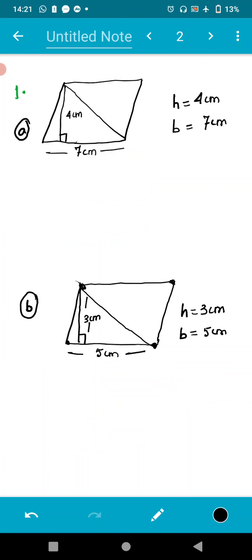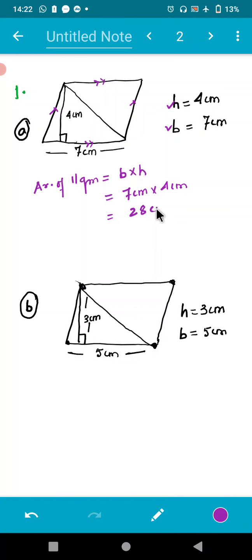So sum number A of question number 1, this is a figure given. This is a parallelogram, students, and these two sides are opposite, parallel and equal to each other. This is also parallel to each other. Now the distance between the two parallel sides is given 4, which we have considered as height, and this is a base, 7 centimeters. So we have to find the area. Area of parallelogram is equal to what? Base into height, as we have already discussed. What is base? 7 centimeter into 4 centimeter. So that would be equal to 28 centimeter square. Okay, this is as simple as this.